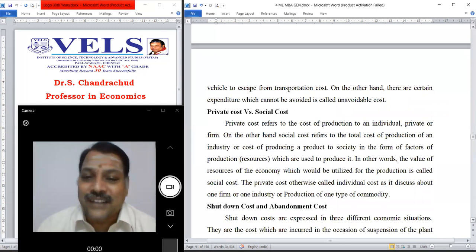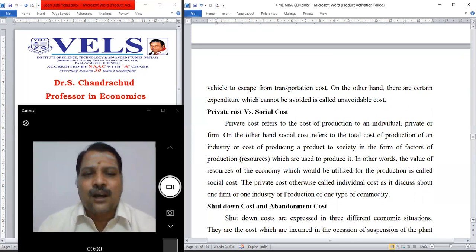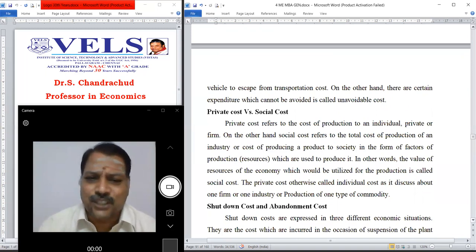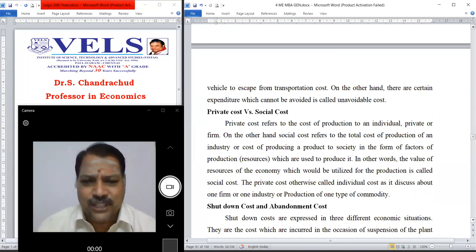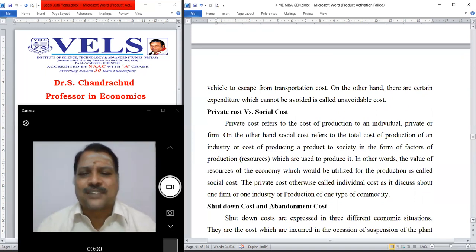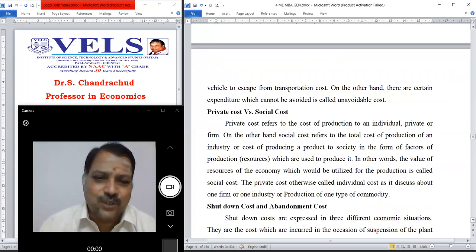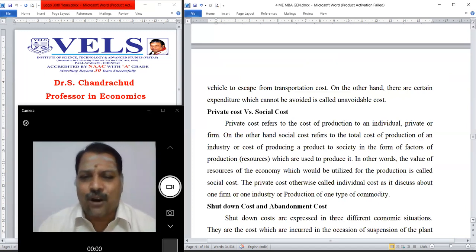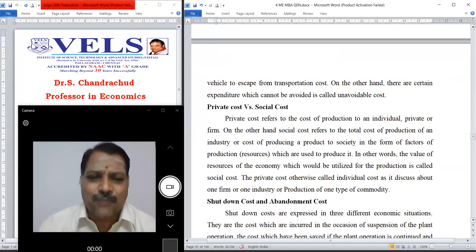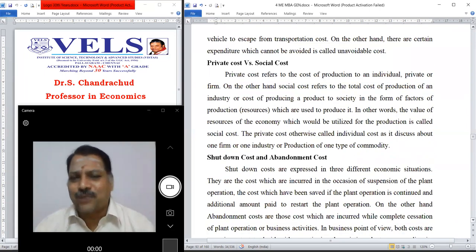Then private costs and social costs. Private cost refers to the cost of production of an individual, private or any particular firm. On the other hand, social cost refers to the total cost of production of an industry or the cost of producing a product to the society in the form of factors of production, that is, the resources which are used to produce it. In other words, the value of resources of an economy which would be utilized for the production is called social cost. The private cost is otherwise called individual cost, as it discusses one firm or one industry or production of one type of commodity. But social cost is common to all.